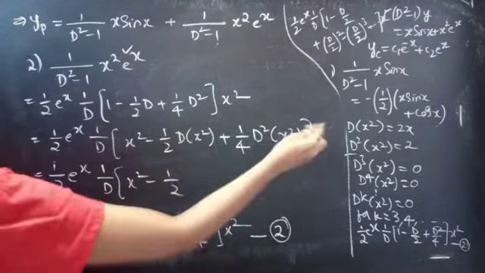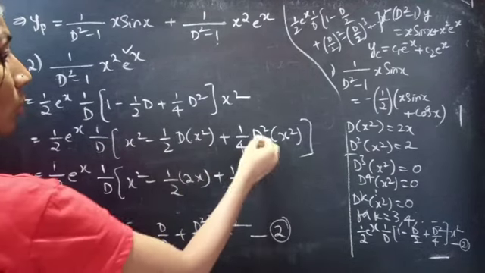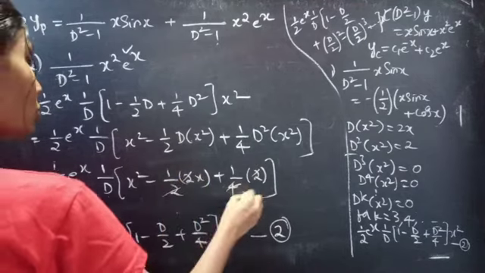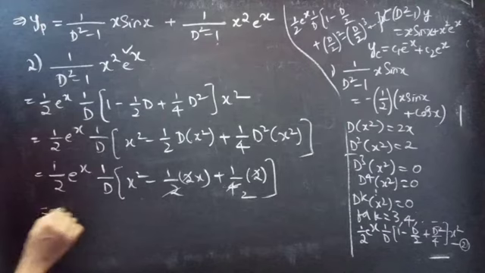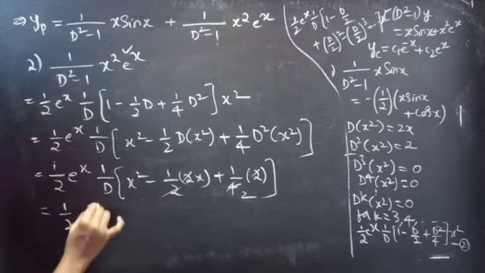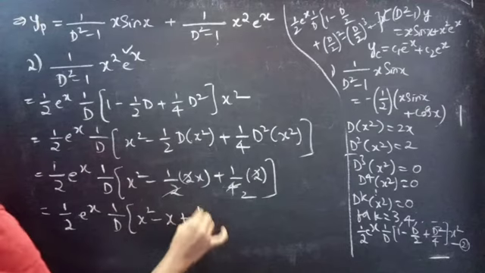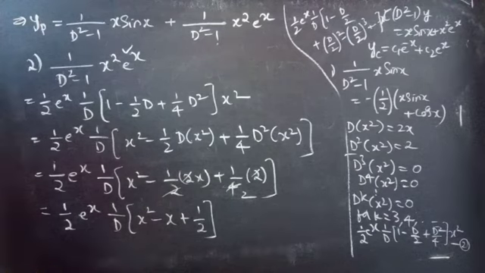the derivative of x², which is 2x, plus 1/4 times D²(x²), which is 2. The 2 gets cancelled, 2 ones are 2 twos. This equals 1/2 e^x (1/D)[x² - x + 1/2]. We know that 1/D is an integral operator, so we can apply integration here.